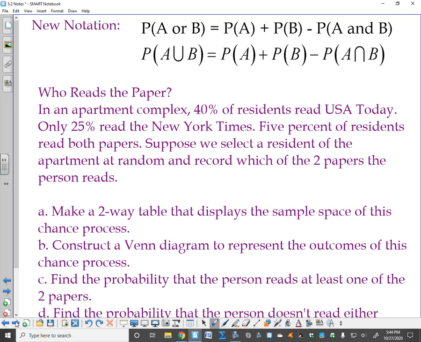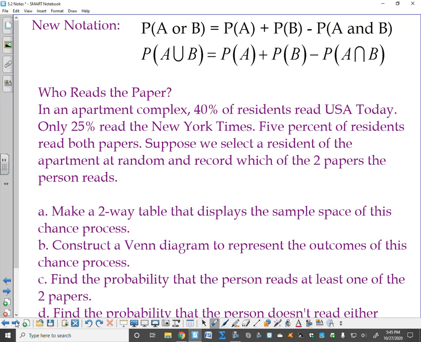Okay, last problem. Who reads the paper? In an apartment complex, 40% of the residents read USA Today, 25% read the New York Times, 5% of the residents read both. I can already see a two-way table or a Venn diagram, one or the other. Suppose we select a resident of the apartment at random and record which of the two papers the person reads. Part A, make a two-way table that displays the sample space of this chance process, and then B, construct a Venn diagram.